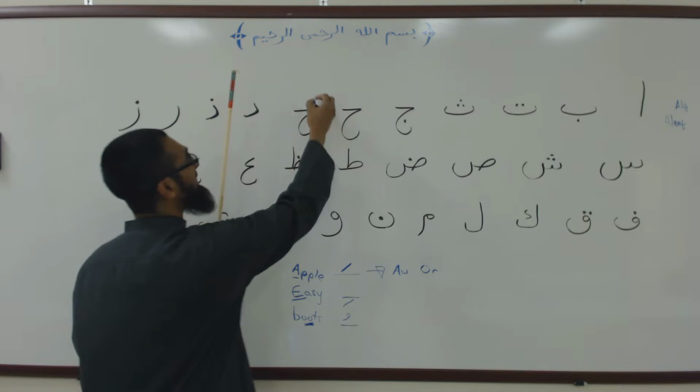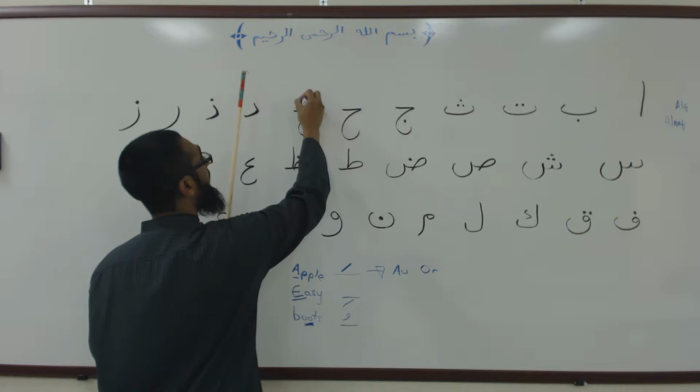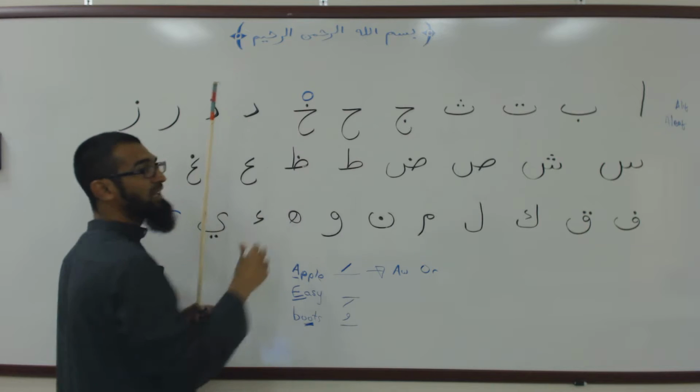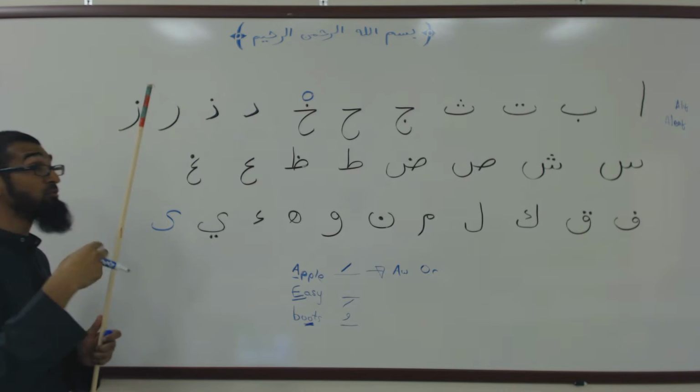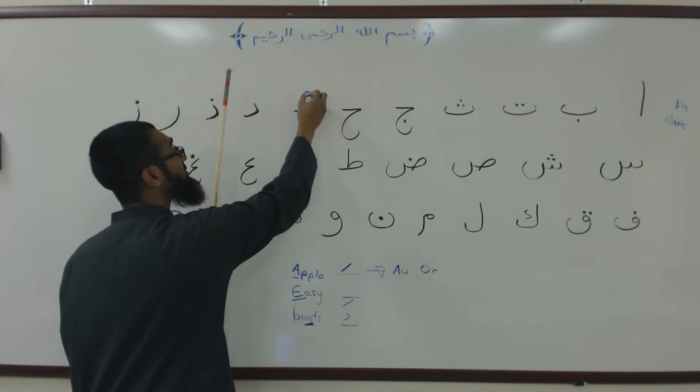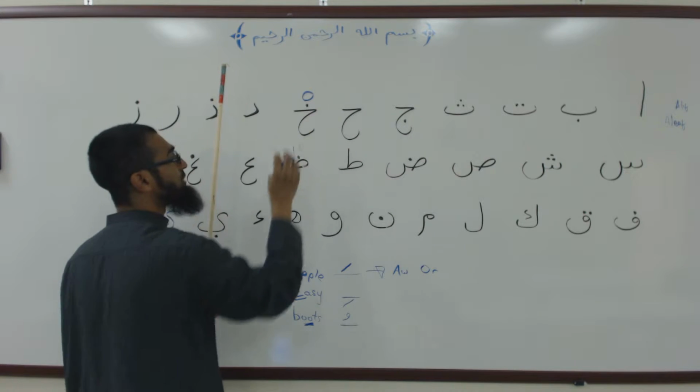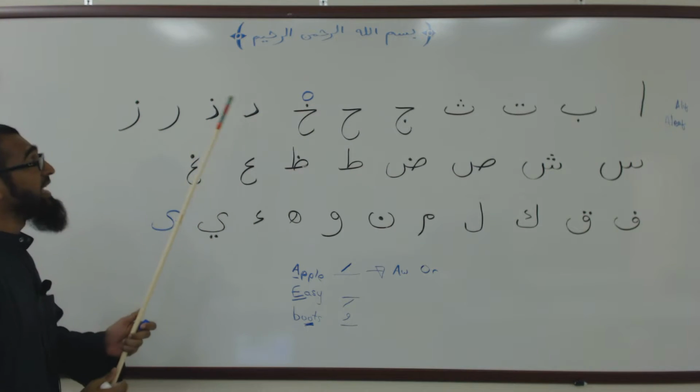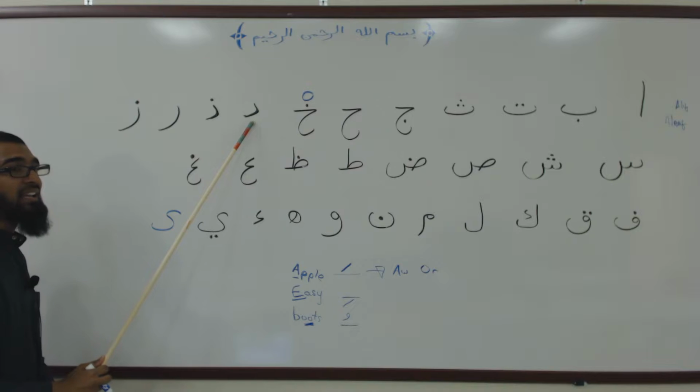So far we see the first letter that we came across that's pronounced as an o sound is kho. We call it a round letter. Later on you will remember why it's called a round letter. So the circle signifies that it's a round letter. The next letter is dal.